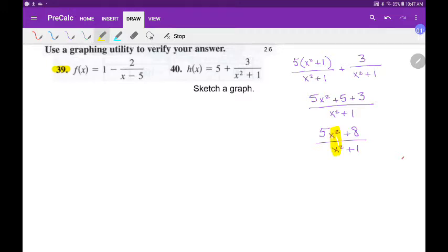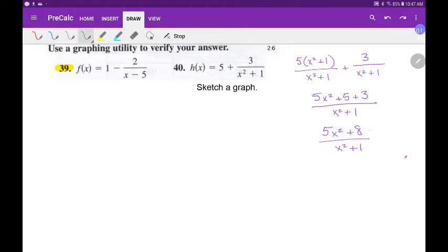the degree on the top and bottom are the same. And when that happens, I take the ratio of the coefficients. So this is a 1, right? So my horizontal asymptote is going to be y equals 5 over 1, or just 5. Okay? So I have a horizontal asymptote at 5.